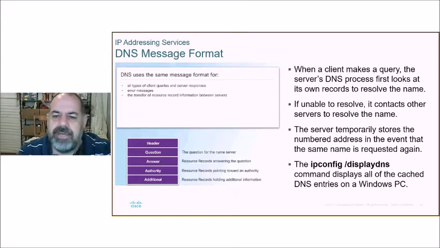So when a client makes a query, the server's DNS process first looks at its own records to resolve the name. If unable to resolve it, it contacts other servers to resolve the name. The server temporarily stores the numbered address in the event that the same name is requested again. So you can actually, on Windows, type in ipconfig /displaydns, and your machine will have a cache of DNS entries that it's made recently. And so once it's done that, it will reuse them until they expire.